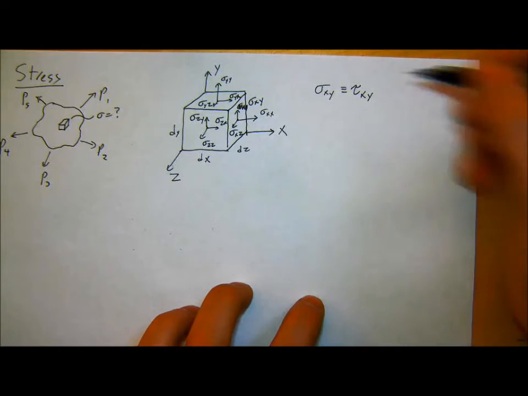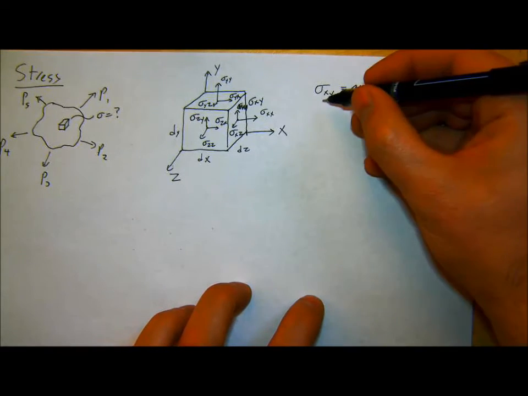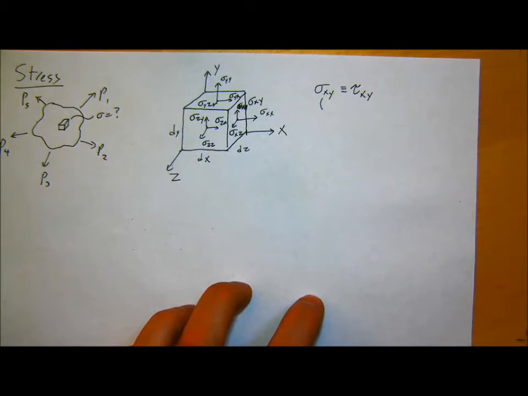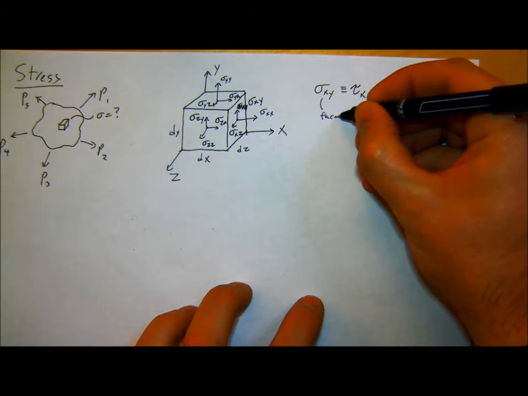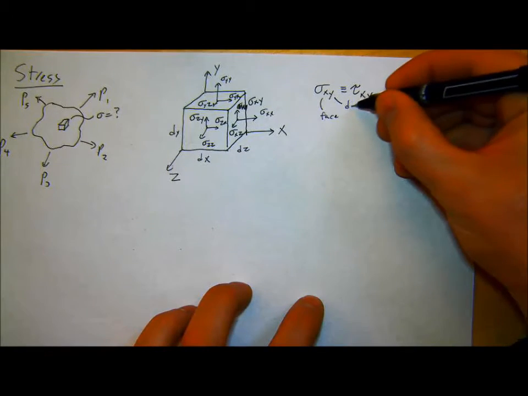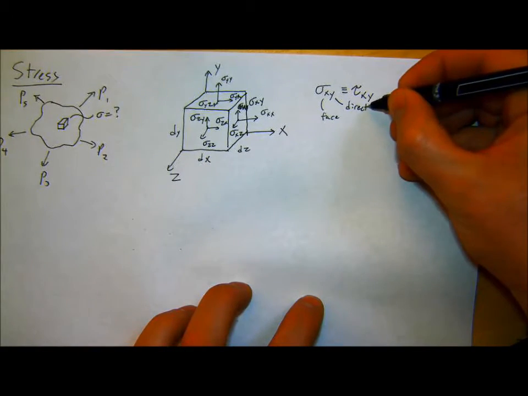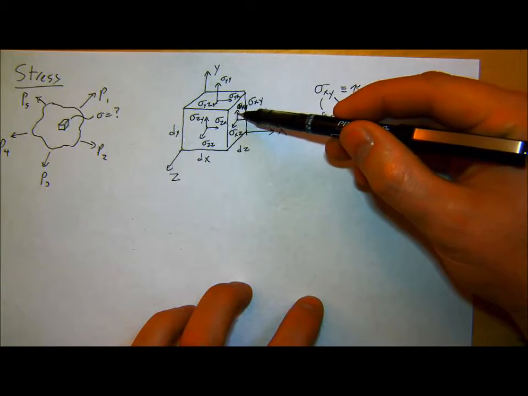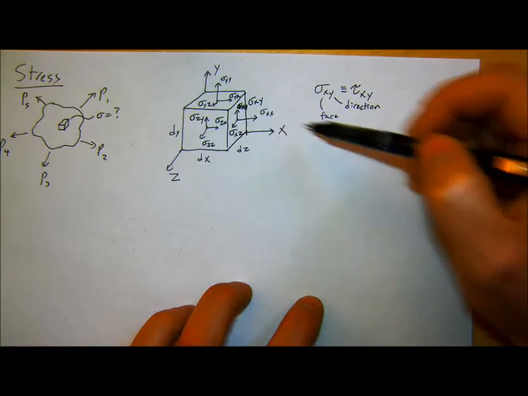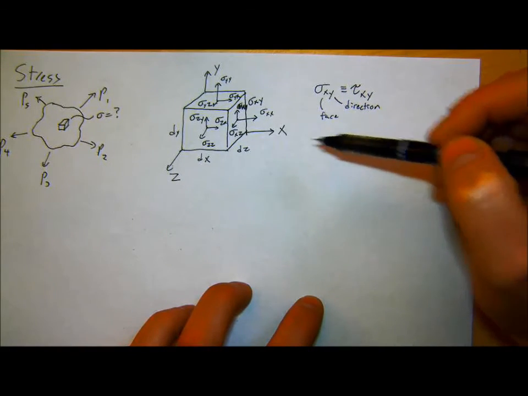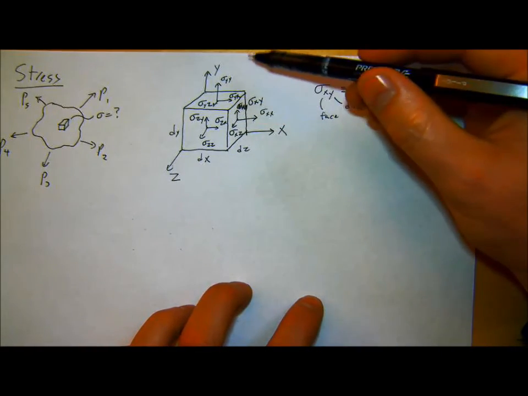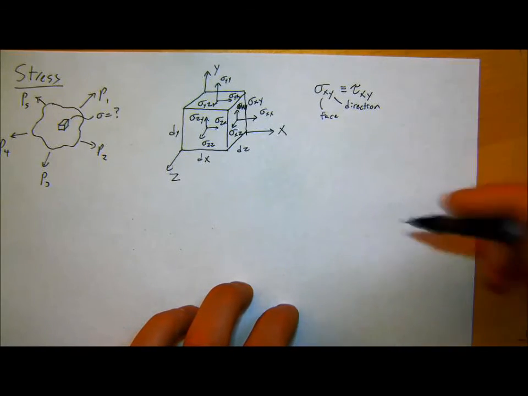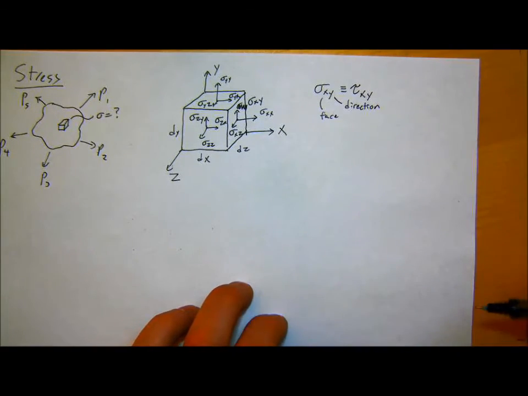As a nice reminder, because I always get mixed up which one goes first, the x is the face direction. So this is what face it's on, and this is the direction. Here, this sigma xy is on the x face, so the face facing in the x direction with an x normal, and it's in the y direction. So that shear would be a sigma xy here.